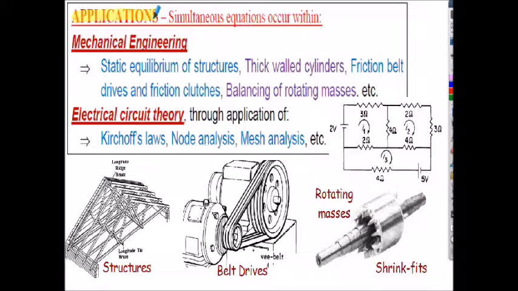Applications of simultaneous equations in mechanical engineering can relate to the static equilibrium of structures such as found in roof trusses, thick-walled cylinders such as gun barrels or dies, in friction belt drives shown here, or in friction clutches, in the balancing of rotating masses such as that found on a shaft and rotor in an electric motor, also within shrink fits, which again occurs on rotors and shafts. In electrical circuit theory, simultaneous equations are found by the application of Kirchhoff's laws, node analysis and mesh analysis to these kind of circuits shown over here.